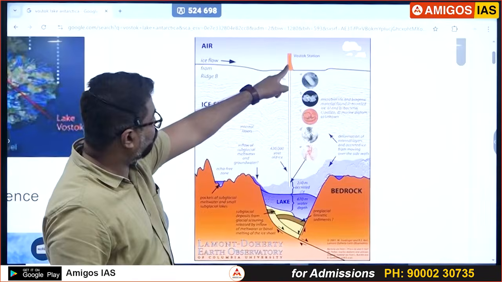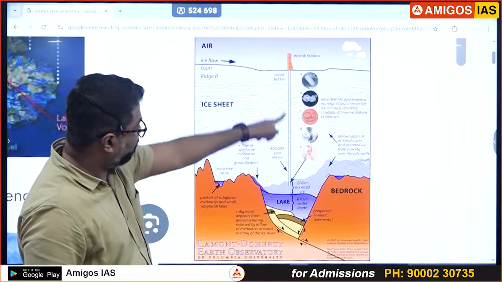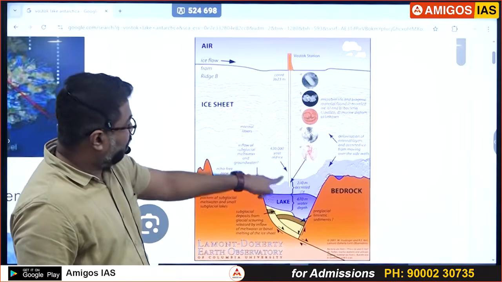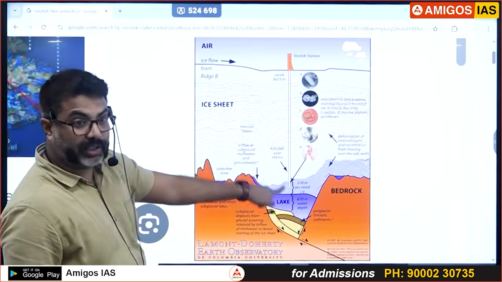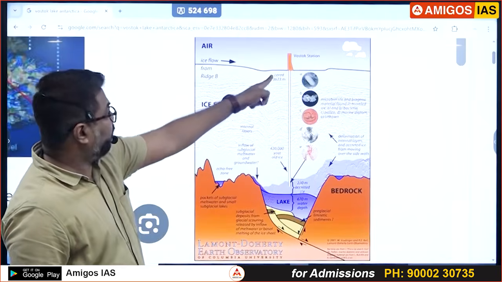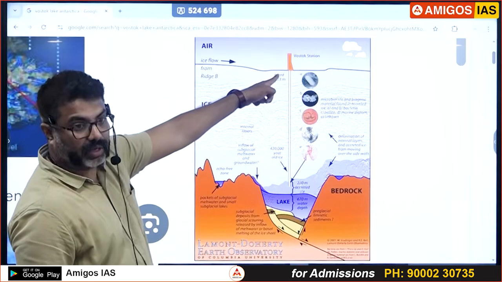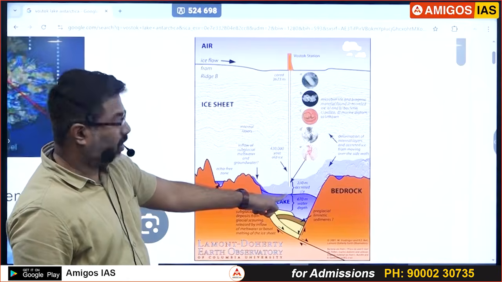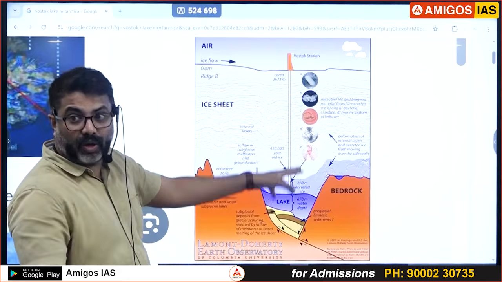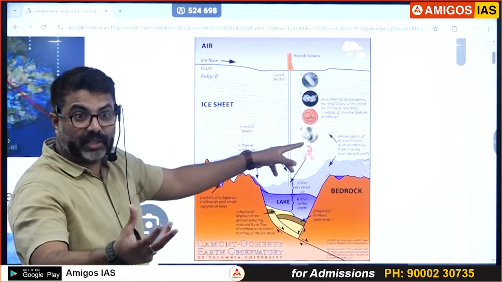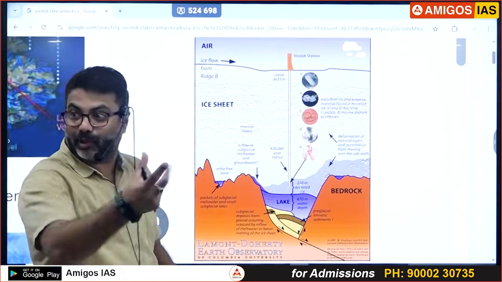You can see this is the Vostok station. This is the bore I told you about. They have extracted an ice core, lakhs of years old ice. See, old ice, new ice. A lot of pathogens, bacteria and viruses will be trapped in the ice. That also we will come to know.